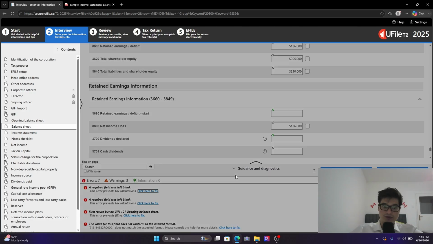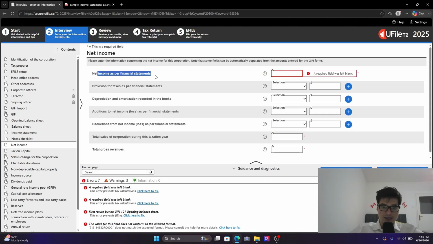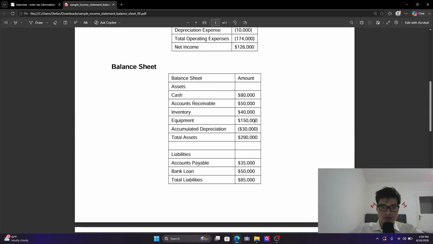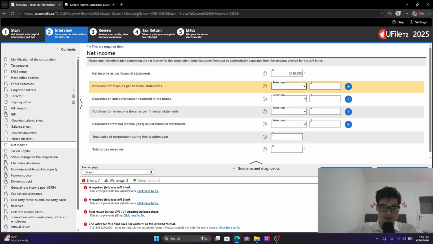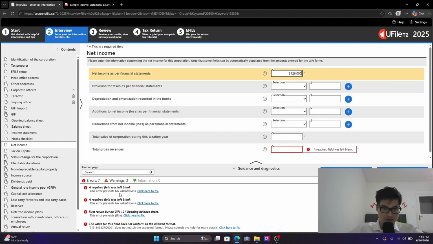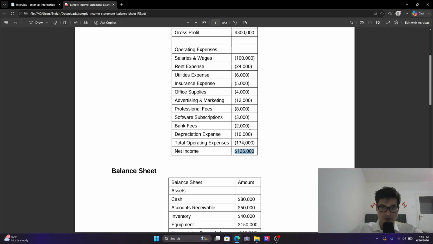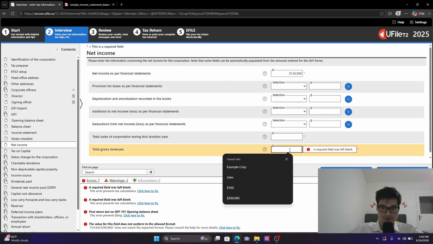Okay, a required field was missing. So net income as per financial statement. So what was our net income on our financial statement? So it was 126,000. So we're going to input that as 126,000. Now it's going to go away. The error will go away. The next one is our total gross revenue, which was 500,000.